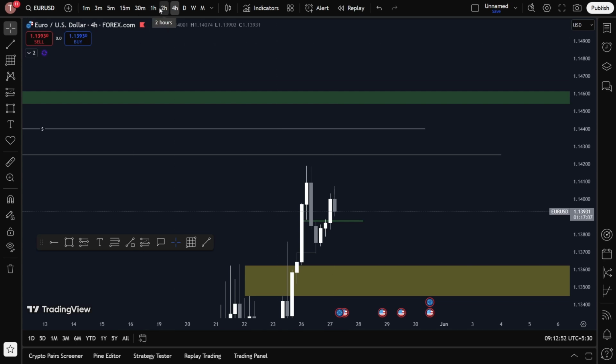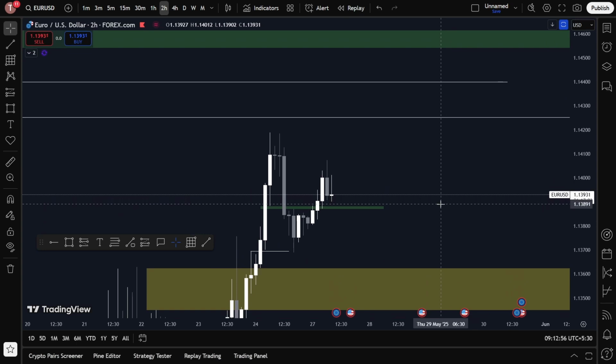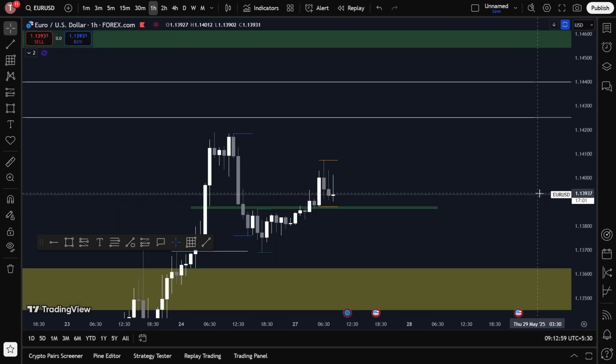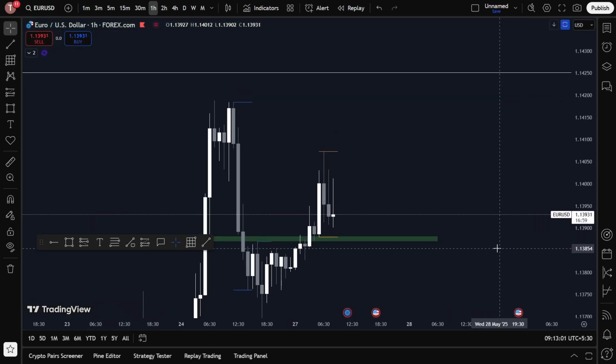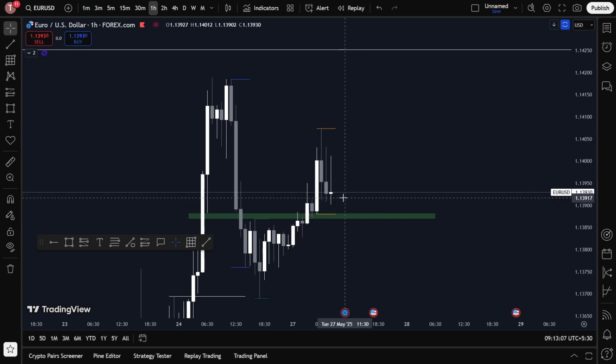So let's move to the 2 hours now. There's nothing much clear in the 2 hours. Let's move to the 1 hour. As we move into the 1 hour, what we can see is that the price had been respecting the FVG since this area, and we are moving in the higher direction, though we are sweeping the lows.